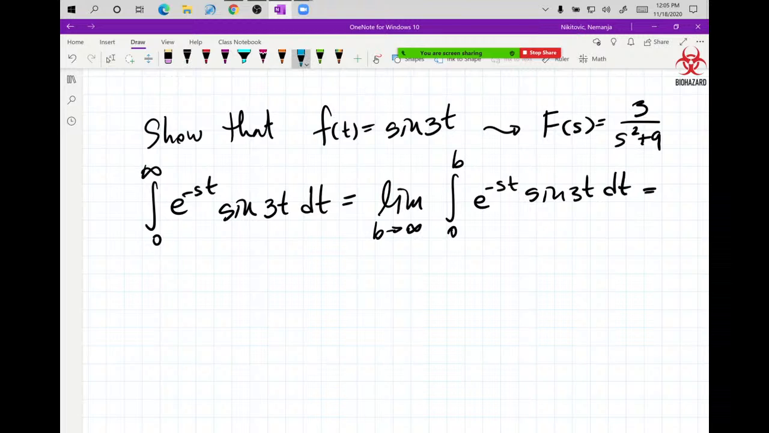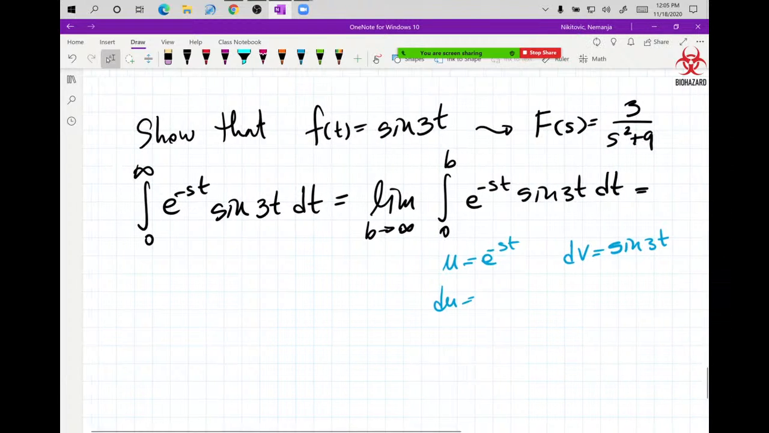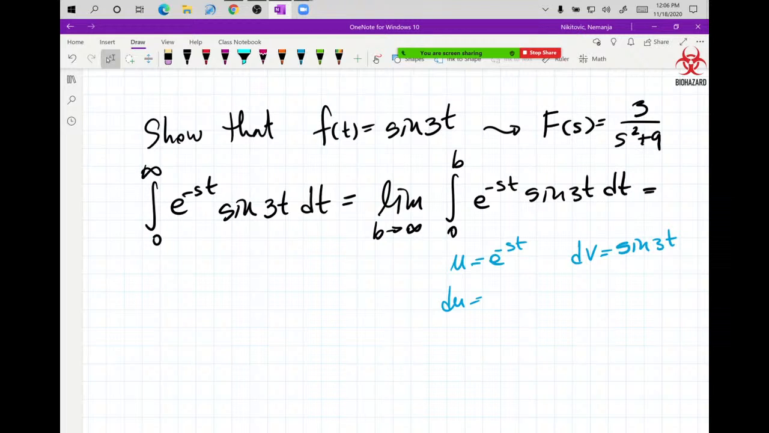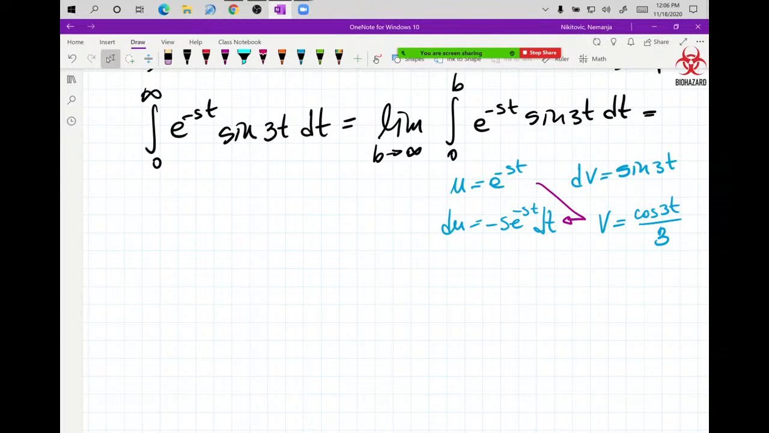I need my by parts, so u equals e to the negative st, dv equals sine 3t. du is, when I differentiate this, I get negative s e to the negative st dt. Good. And when I integrate over here, integral of sine is cosine, and then I have to divide that by 3. So we have cosine 3t over 3. There we go. Integration by parts. Hello, calculus 2, right?